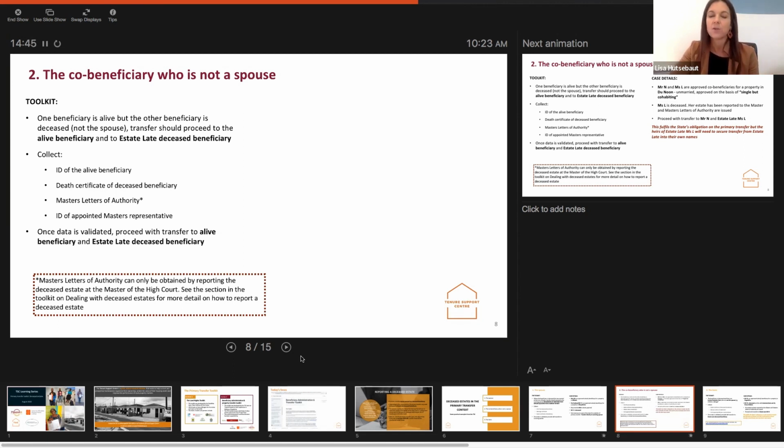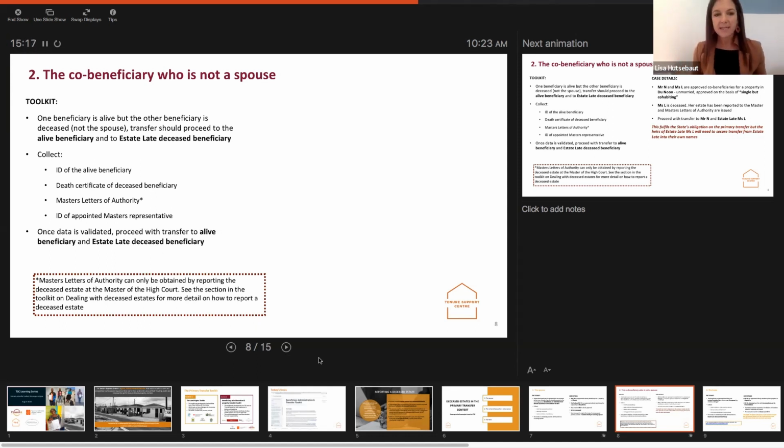In order to transfer to an estate, you have to have somebody acting on behalf of the estate, and the only person entitled to do that is the person appointed in terms of the master's letters. So the documentation that one would need to collect on this particular type of problem is the ID of the beneficiary who's still alive, the death certificate of the deceased beneficiary, the master's letters of authority, as well as the ID of the person who's been appointed as the master's representative.